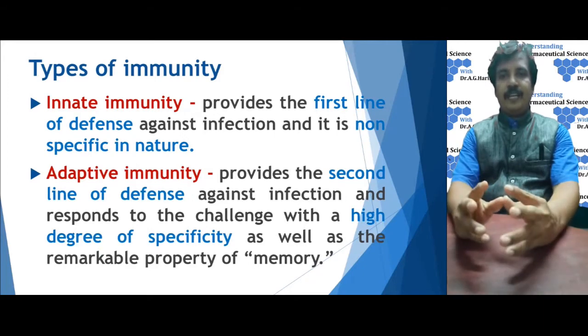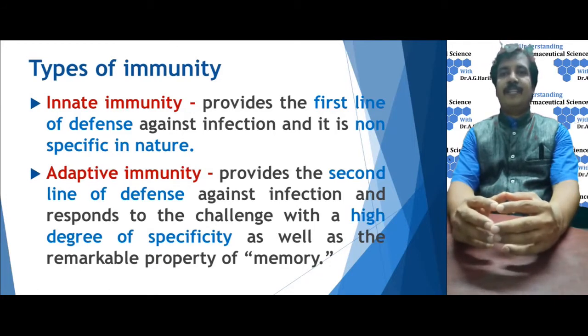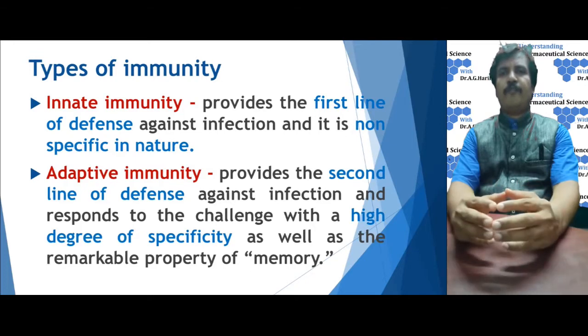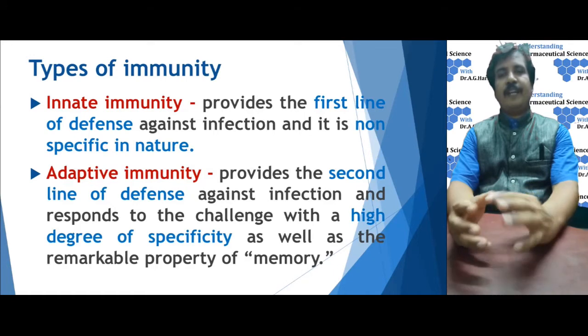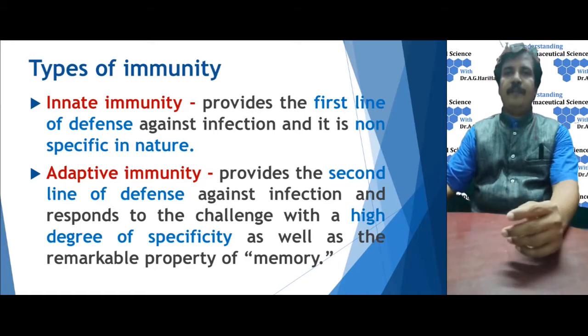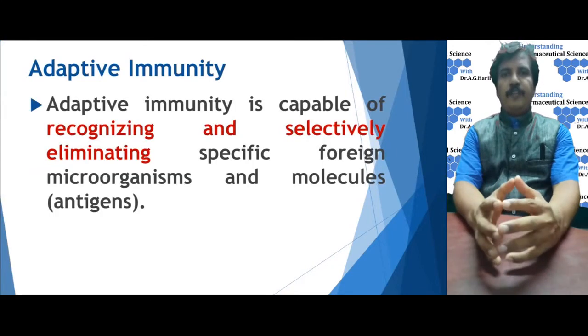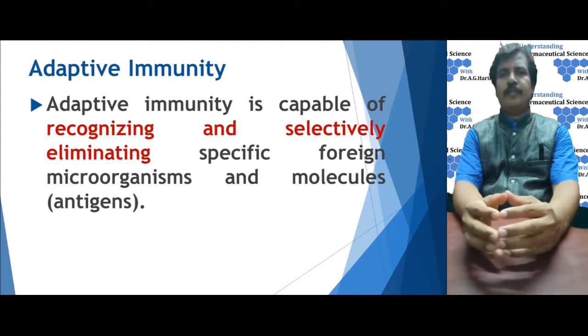It specifically eliminates by identifying the surface antigenic determinant site of the antigen, called the epitope. Moreover, it also keeps in memory the antigen it has previously encountered. So once the antigen comes for the second time, it will be eliminated within a short period of time. Adaptive immunity is capable of inducing a specific recognition and elimination system in our body; it eliminates all types of foreign substance, whether a microorganism or a chemical.